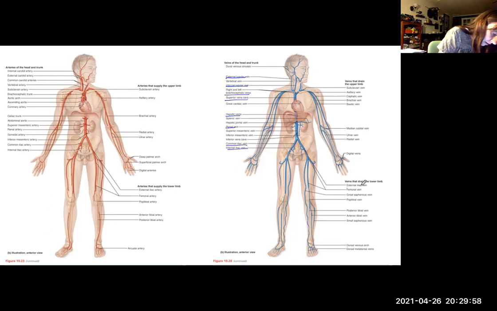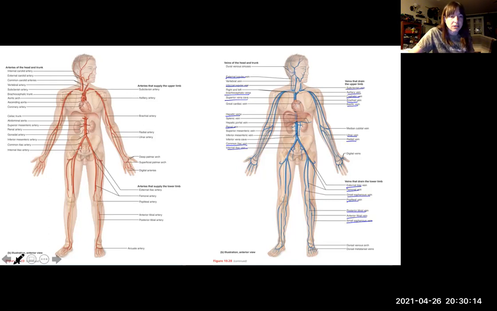Common, internal, external femoral, popliteal, posterior, anterior. The great and small saphenous veins will also come into play here. Basilic, brachial, cephalic, axillary, subclavian.